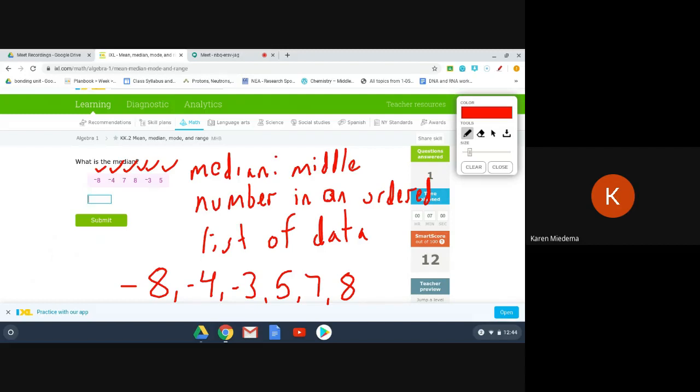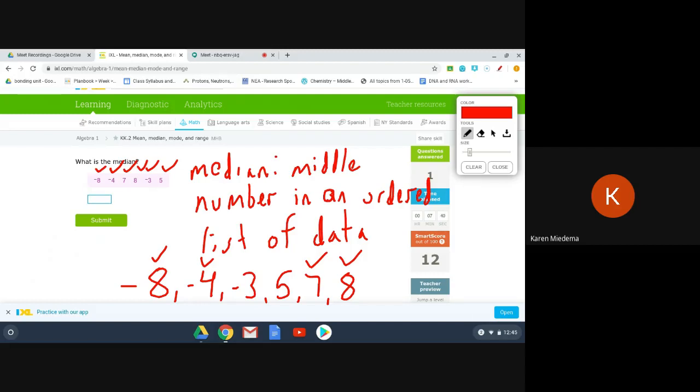Okay, the middle number. Now, there's an even number of data items here. There's 6 data items. So when you're finding the middle number, look at what happens. Some teachers like to teach this method of kind of crossing out. I usually do some kind of check mark system. That -8 and that 8. Okay, we're trying to work our way toward the middle. This -4 goes along with that 7. Now, I have a -3 and a 5. Well, there's no one middle number. There's actually 2 middle numbers. I can't cross out both of those.